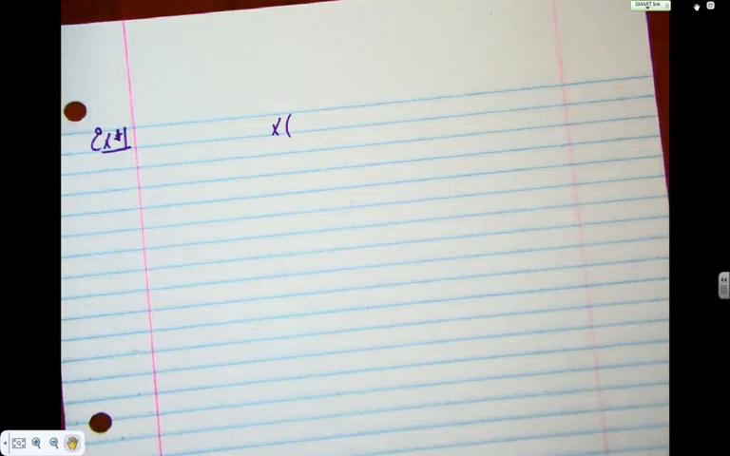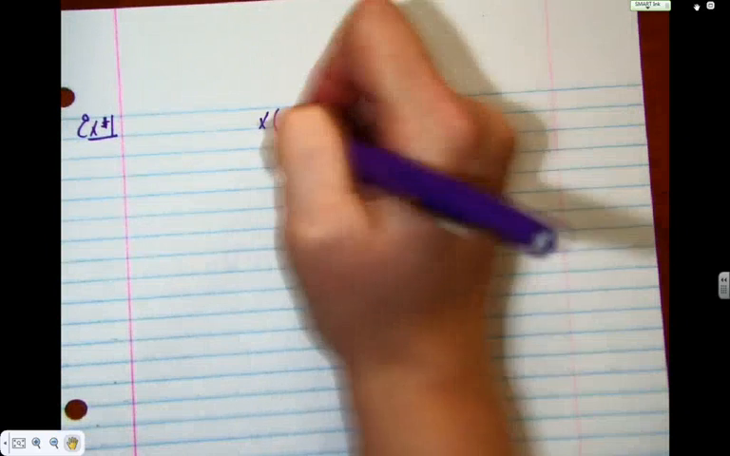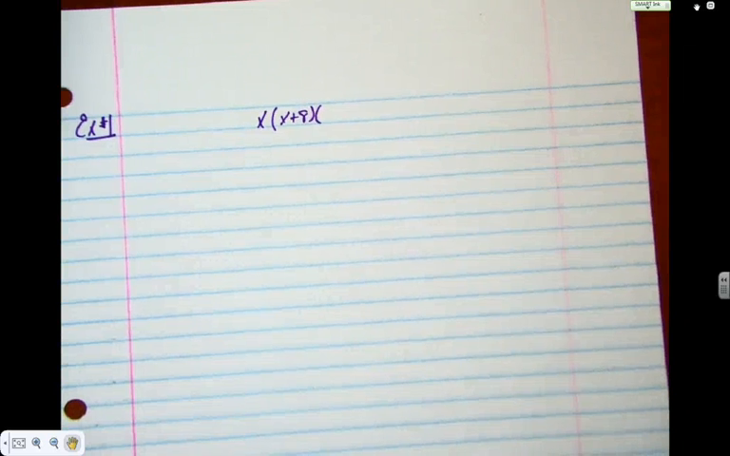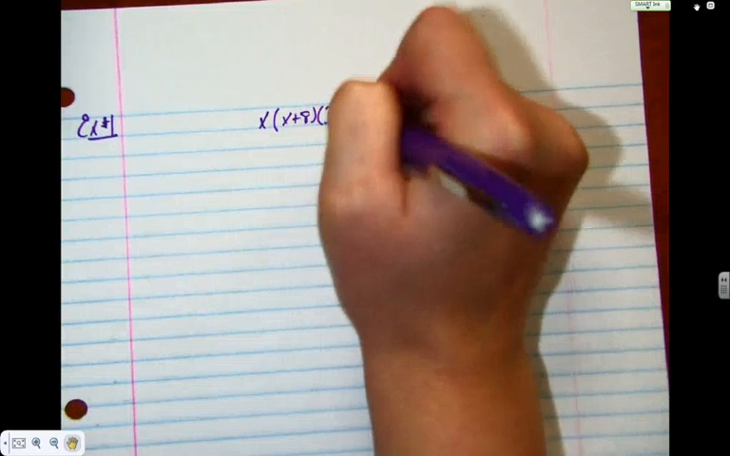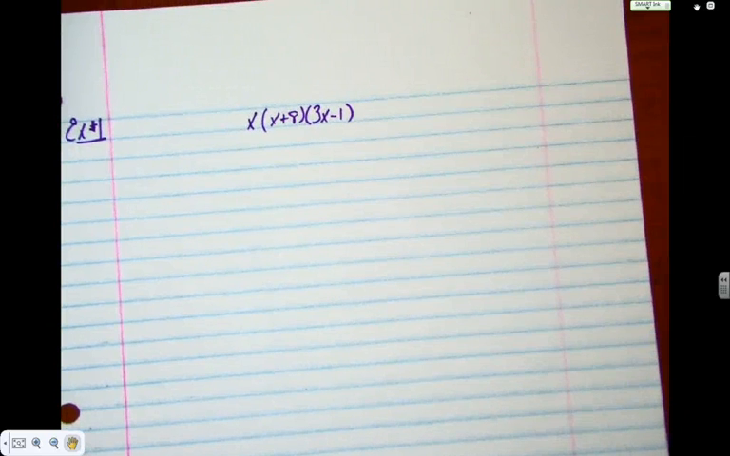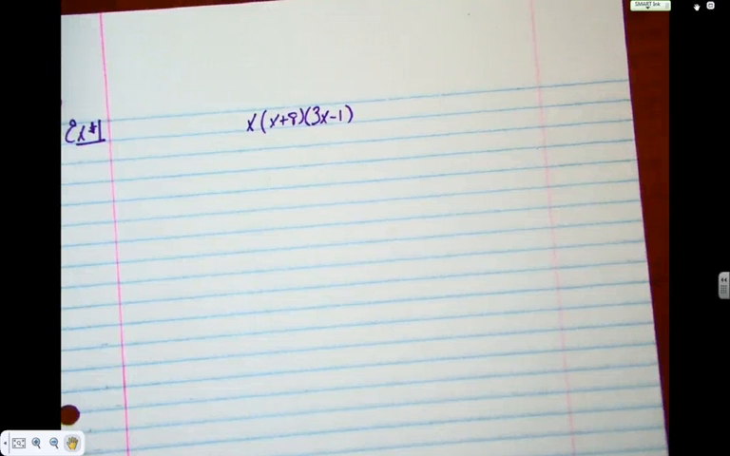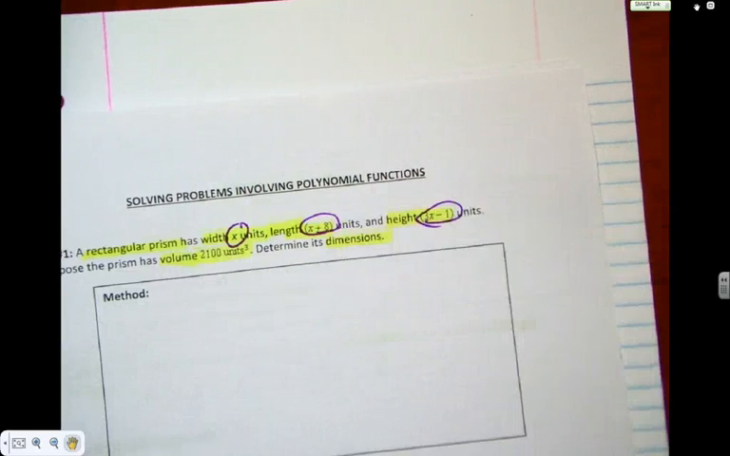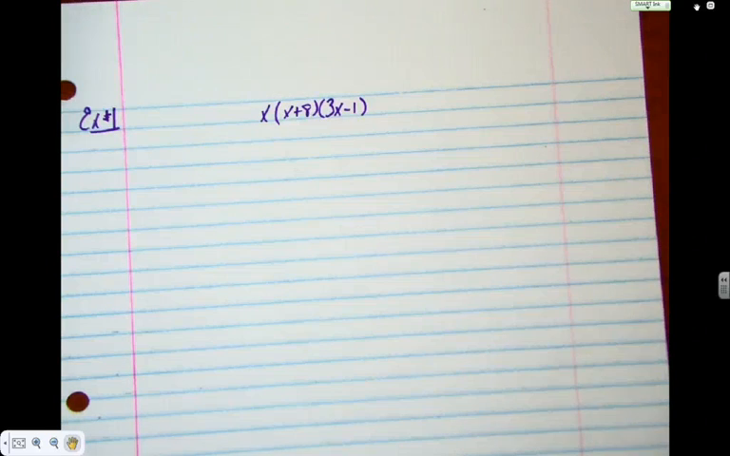You want to jump right in? Okay. X times. I'm just going to go there first. Where did the x come from? Okay, so our three dimensions are width, length, and height. Why are we multiplying them?